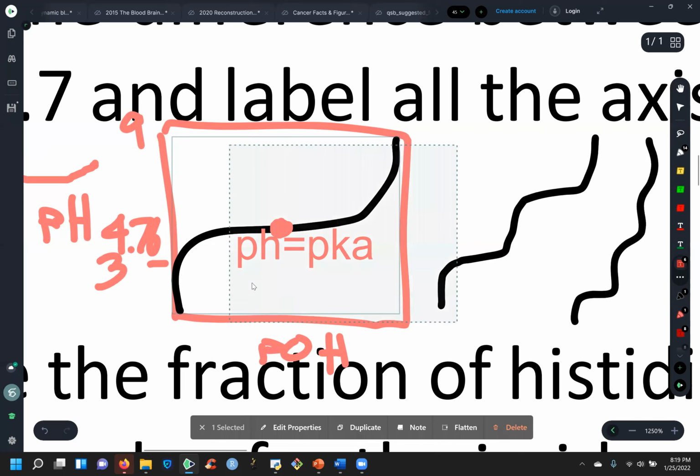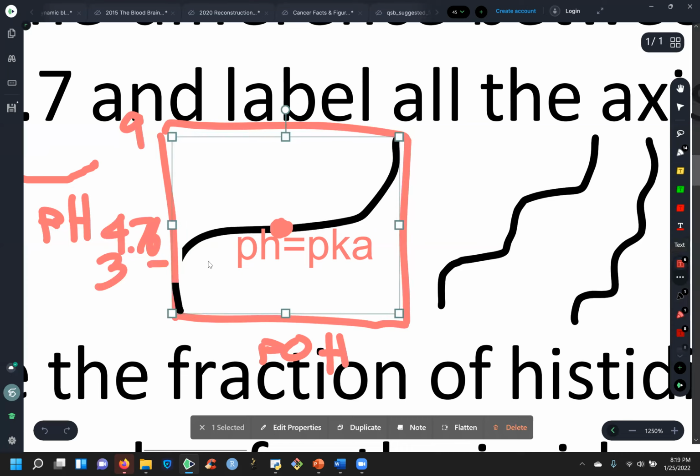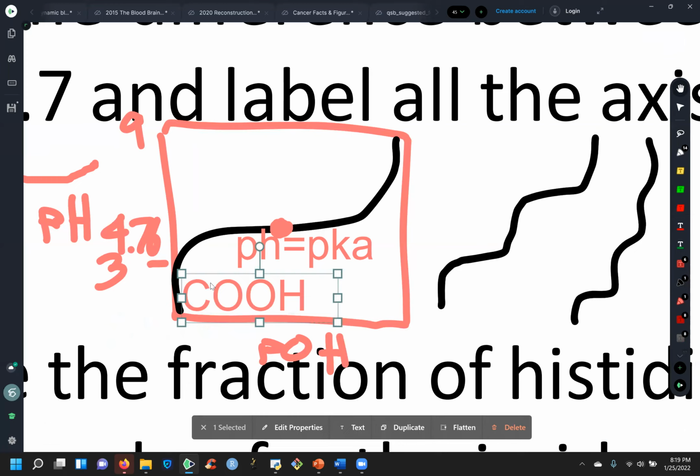So carboxyl groups, let's see. Okay. So a carboxyl group is a COOH, and that has a pKa value of about 3. So it will lose its proton, or donate its proton, at a pH of about 3. So down here, the pH is like 2, so here it has not donated its proton. But up here, we are at a pH of about 9, so we are at a really high pH.